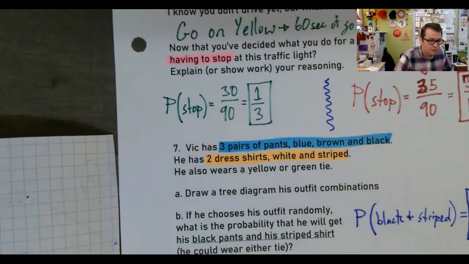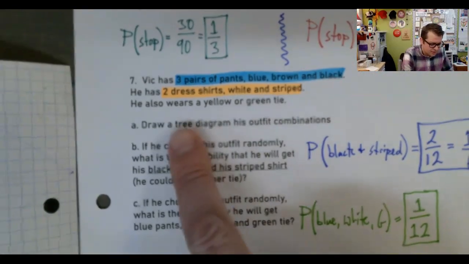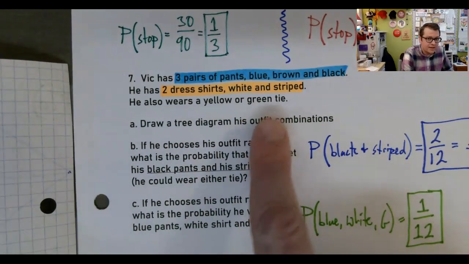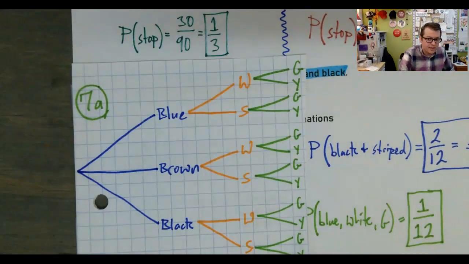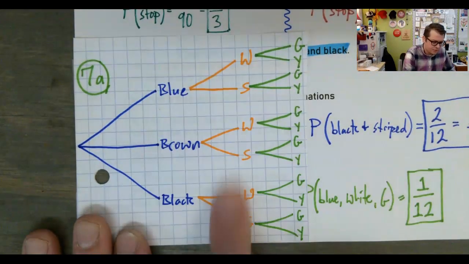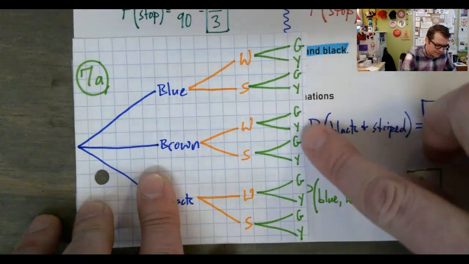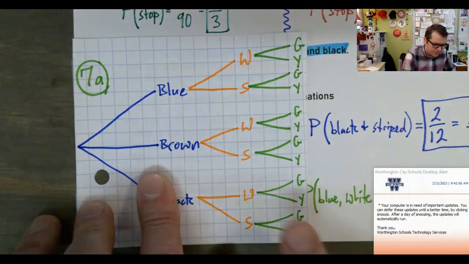So now our outfit problem involving Vic and his 3 pairs of pants, 2 dress shirts, and a yellow or green tie. So for part A, for my tree diagram, here's that whole tree diagram, right? Choice of pants, choice of shirt, choice of tie. So we end up with 1, 2, 3, 4, 5, 6, 7, 8, 9, 10, 11, 12 total options.